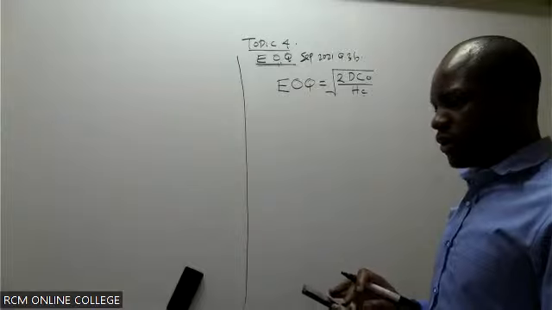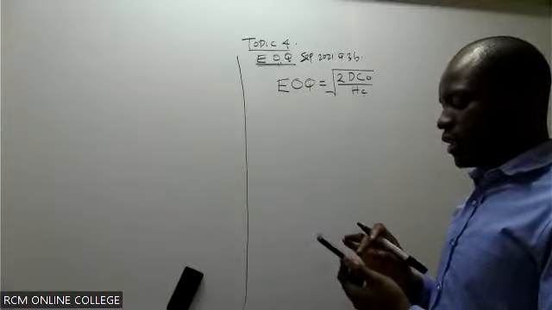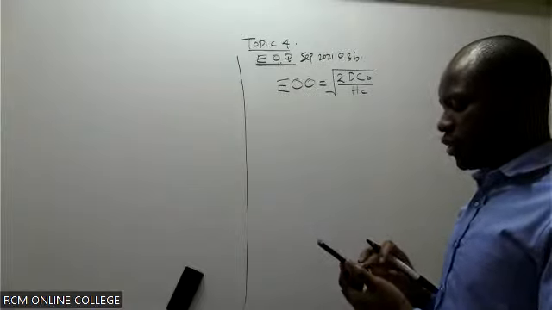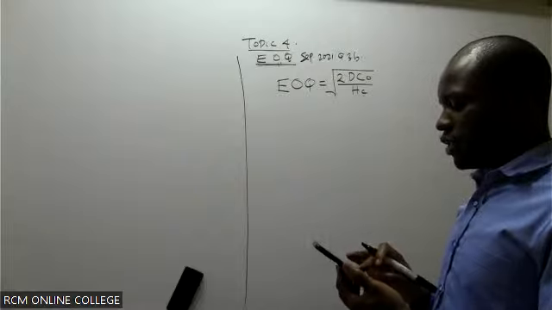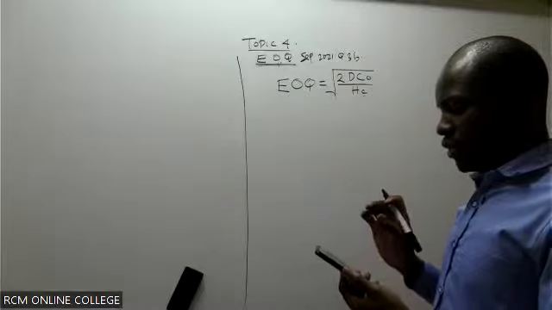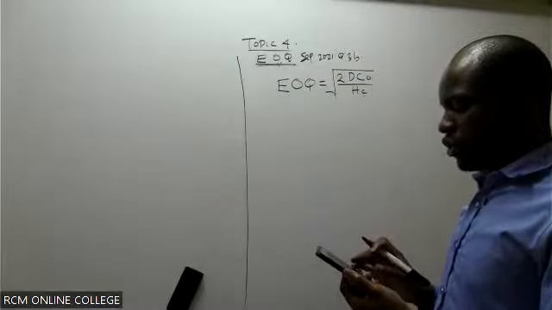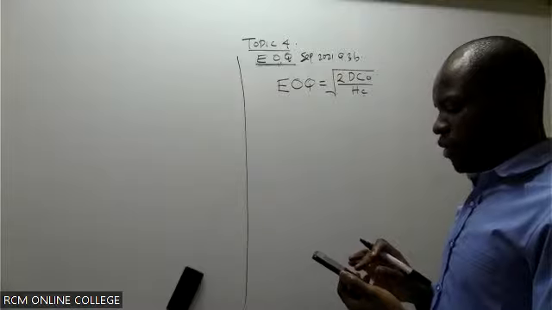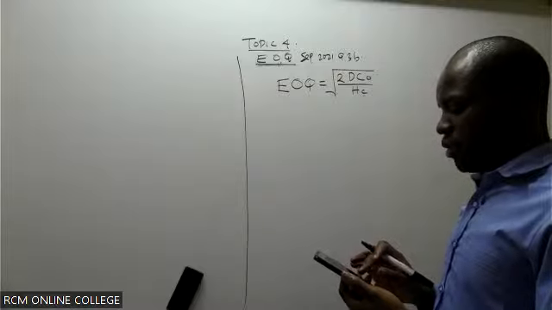I believe we are all there. So we are being told that Fanaka Enterprises uses the economic order quantity model to establish the reorder quantity of raw material, that is material Y. The company holds no buffer stock. The following information relates to raw material Y.